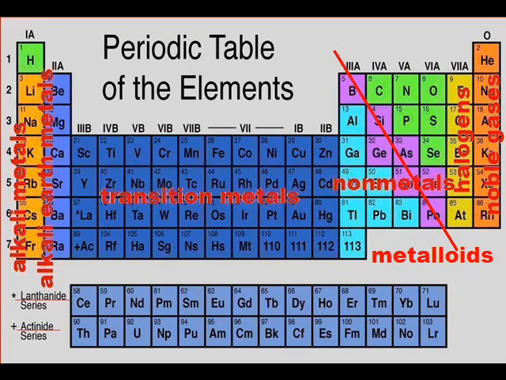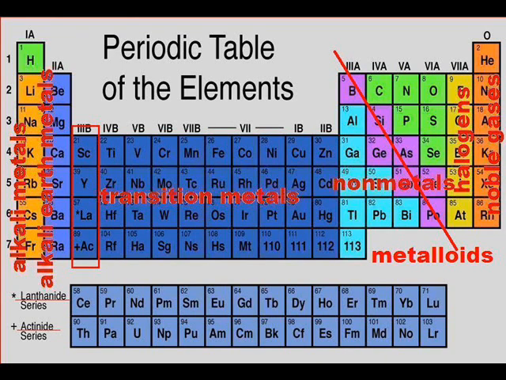Okay, and then other things that you need to know about the periodic table is that when you go down a group, all those atoms are going to display similar properties, but when you go across a period, that does not mean that they display similar properties. That's very important to know.